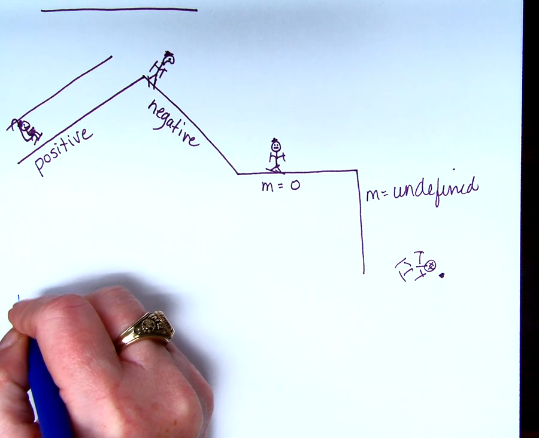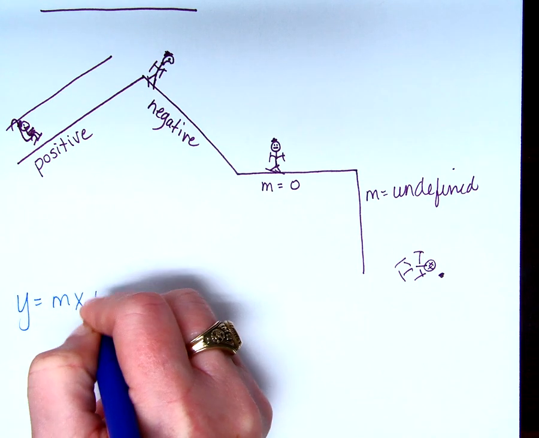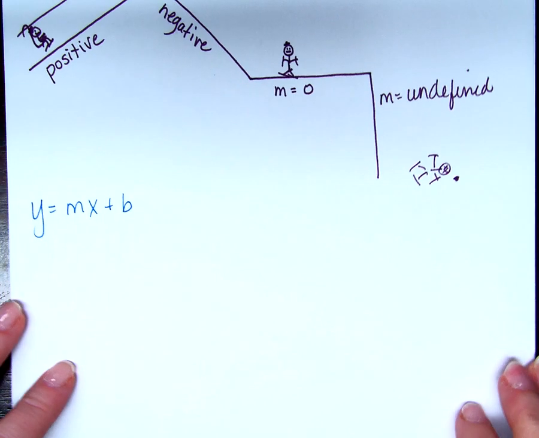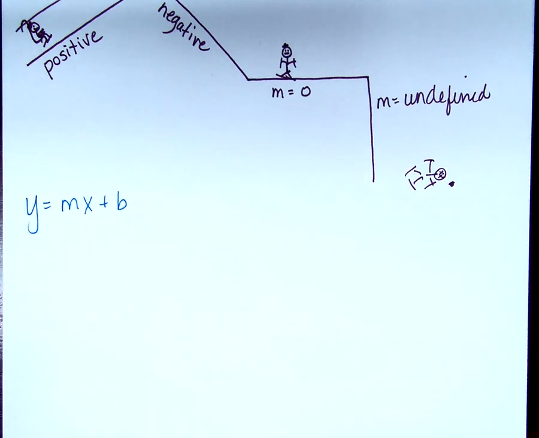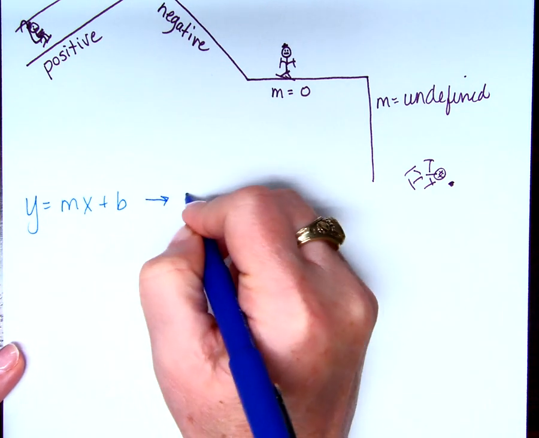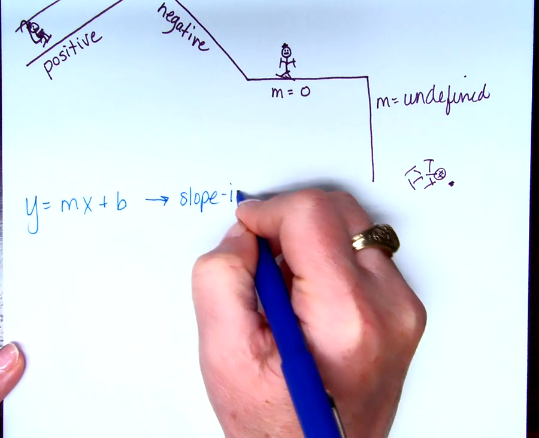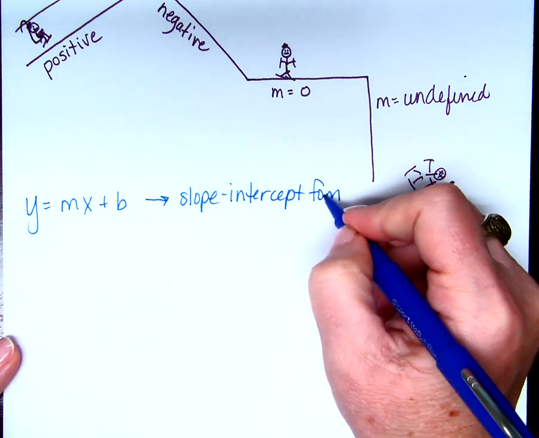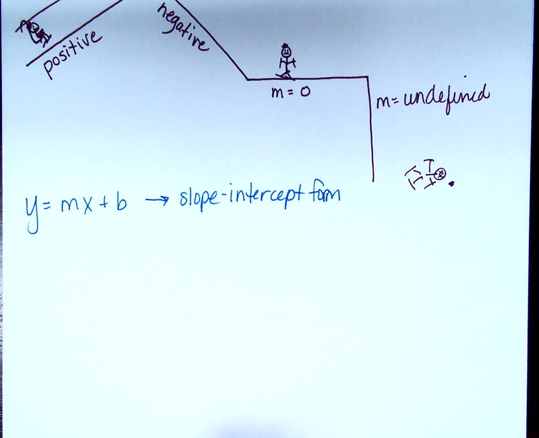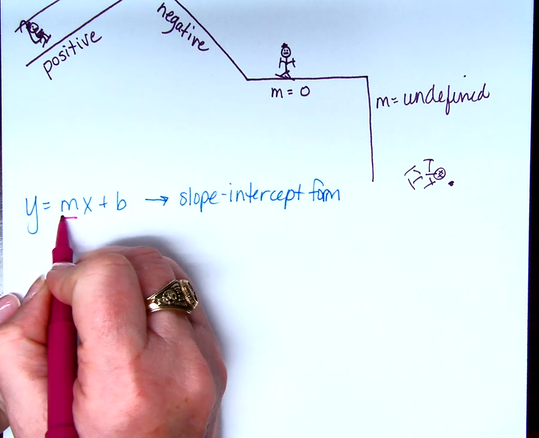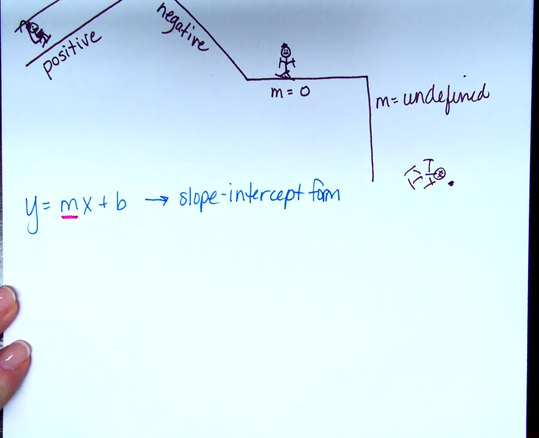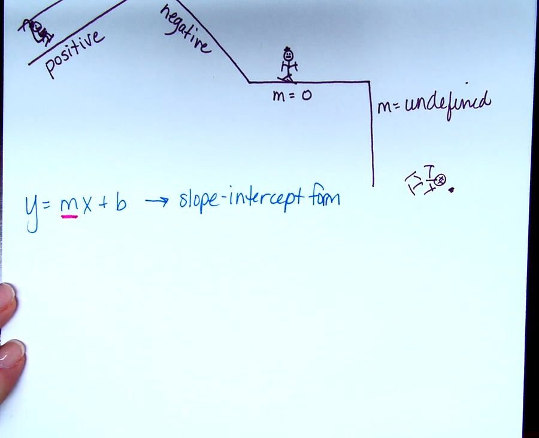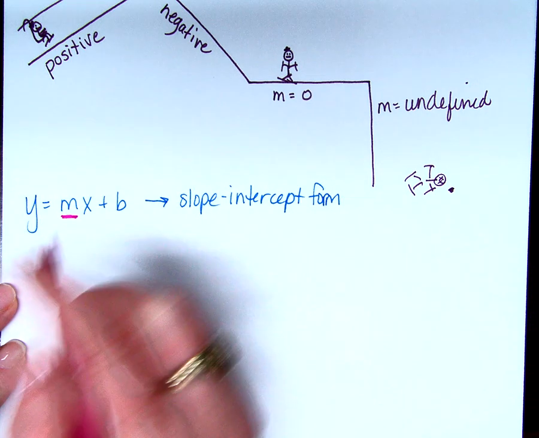Some more linear stuff that I need you to know. What's this? That is slope-intercept form. Okay? Slope-intercept form. In slope-intercept form, what is M? M is your slope.